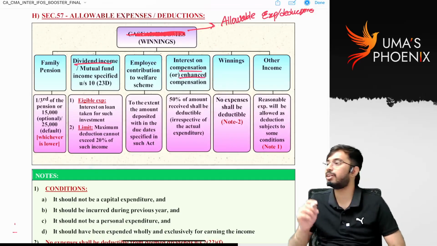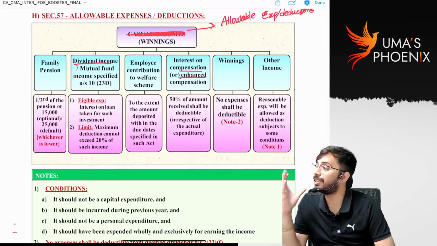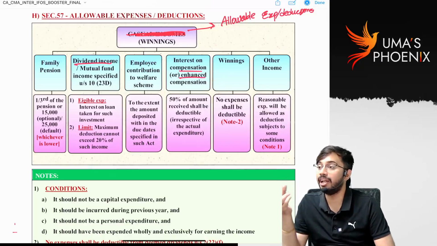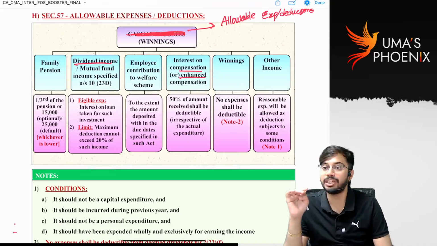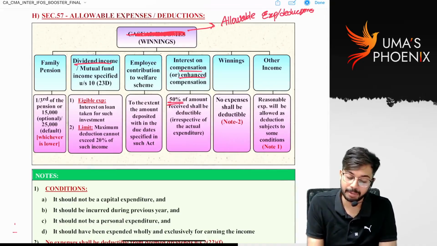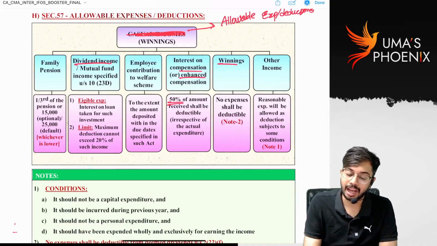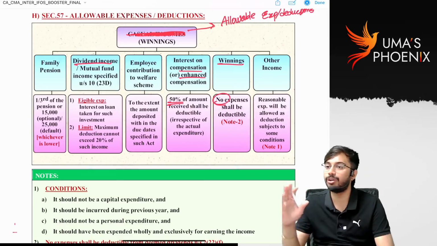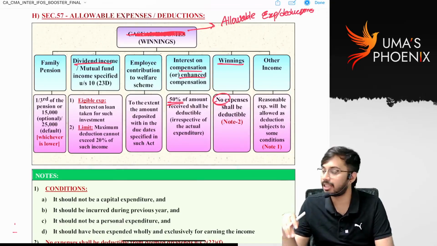Next, interest on compensation or enhanced compensation. We have seen if any enhanced compensation is received and any interest is paid on it, interest on compensation or enhanced compensation is taxable under other sources, but totally is not taxable. 50% deduction is allowed, balance 50% is only taxable. Against winnings, no expenses. I told you, right? Against winnings from lottery, betting, gambling, you cannot claim any expenses.